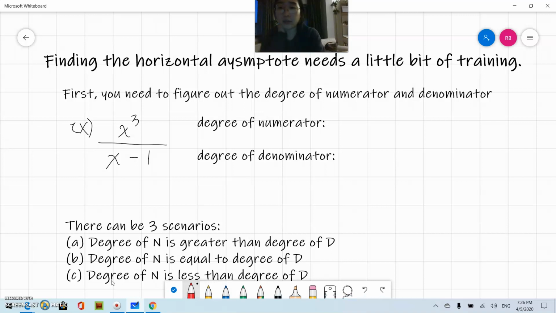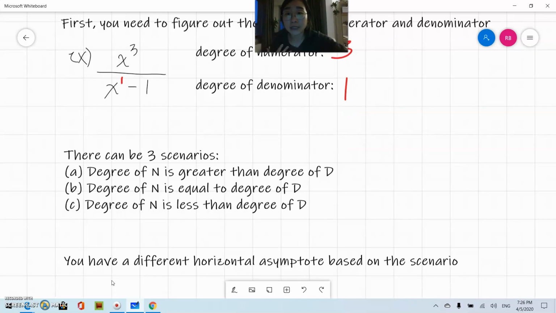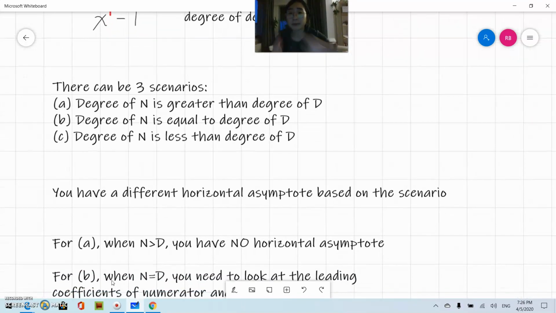So what is the degree of the numerator? Well, it's x cubed, and 3 is the highest power. Therefore, the degree of the numerator is 3. And then the denominator, it's x to the 1 power, right? So my degree is 1. Once you have figured out the degree for both numerator and denominator, you need to think about 3 things. Well, there are 3 scenarios.